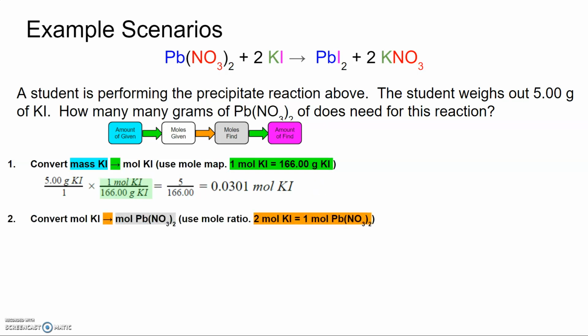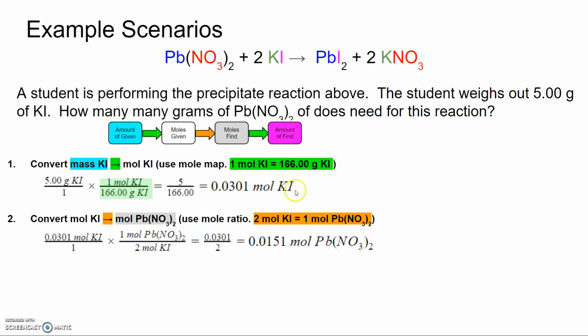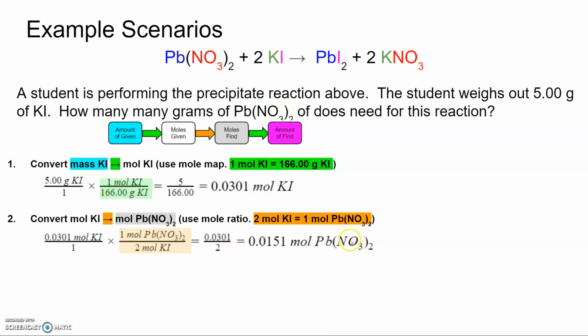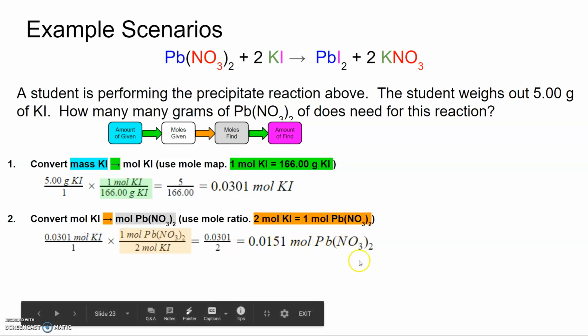Next step is to convert from moles of KI to the moles of the lead nitrate. So now they're trying to find the moles of their find, lead nitrate, Pb(NO3)2. And here they would use the mole ratio in the balanced chemical equation. So they go and look at the coefficients. They see there's a 2 in front of KI, so that's 2 moles of KI, and there's a 1 in front of Pb(NO3)2, so that's 1 mole of Pb(NO3)2. And the work for that is shown here. So they would take their moles of KI that they found in the previous problem and multiply it by the conversion factor that they got from the coefficients in the balanced chemical equation. And that would give them the moles of Pb(NO3)2, their moles of find.